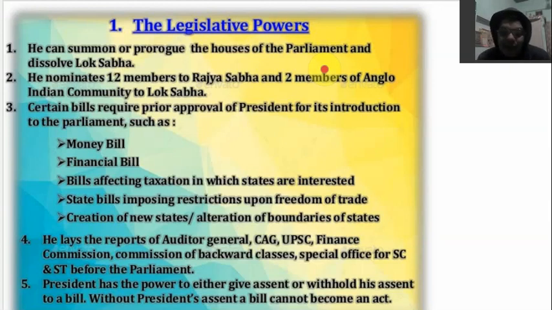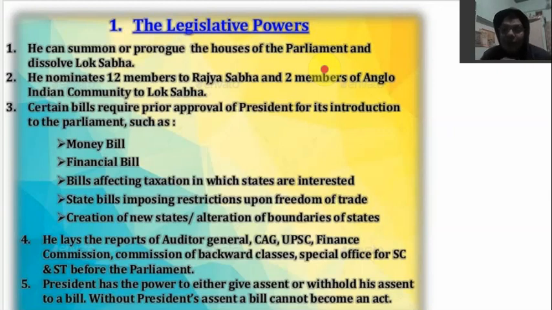The next is the president has the power to either give assent or withhold his assent to a bill. Without the president's assent a bill cannot become an act. As I was telling you earlier, first the bill is introduced, then there is debate, then there is voting, and when the bill has been passed from both of the houses, then the bill goes to the president, and in order to become an act, the president must sign on it. And if the president does not sign on it, the bill never becomes an act. The bill only remains a bill, it does not become a law, and we can only implement laws, we cannot implement bills. Understand the value here.